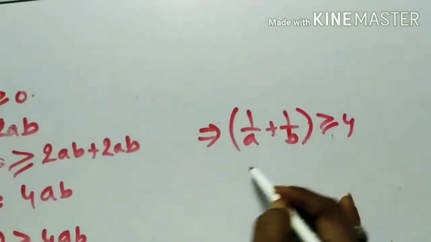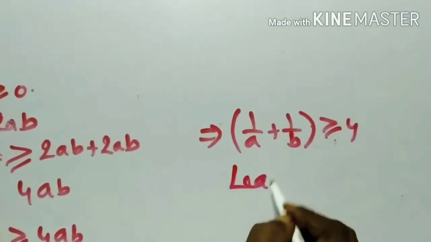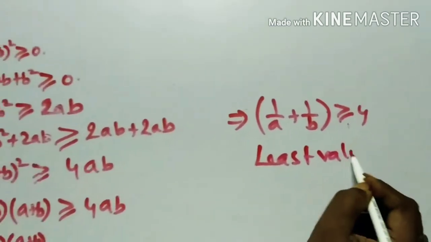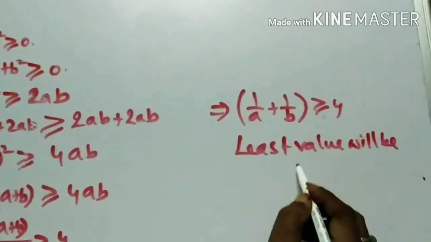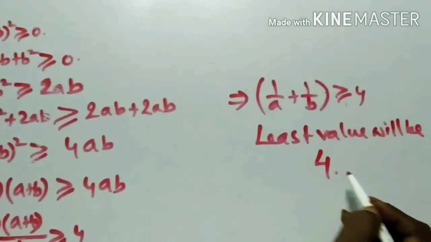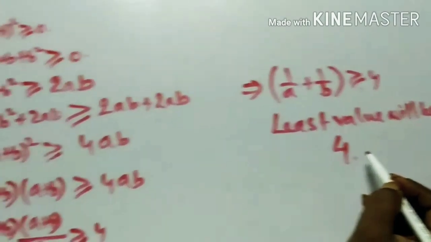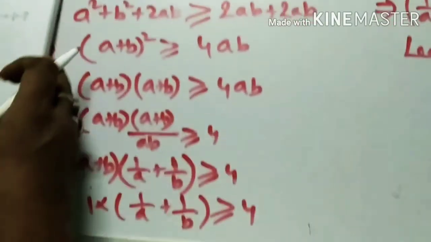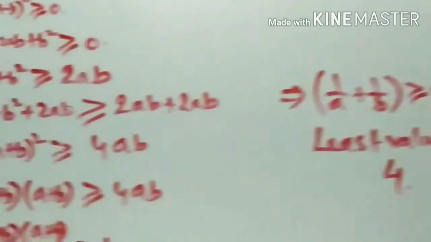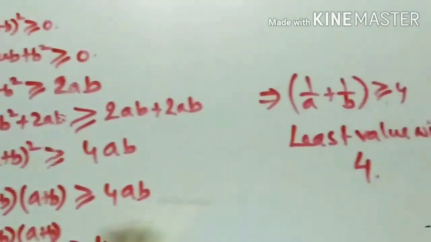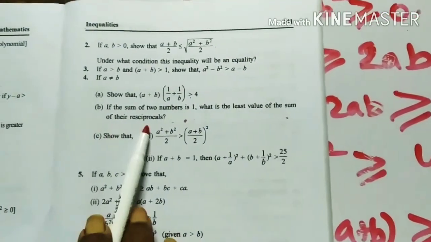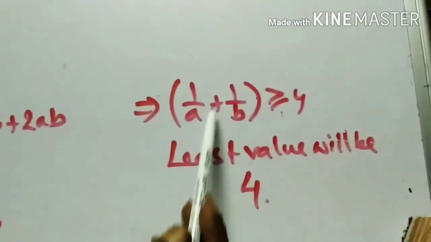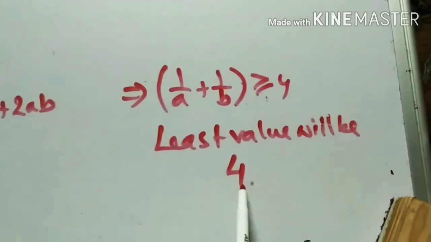So the least value will be how much? 4. So the least value will be 4. The answer is 4. So here I have done this for you, this question 2. The least value of the sum of their reciprocals. The sum of their reciprocals is how much? It is 4.